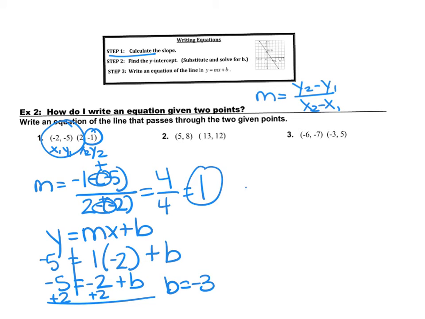And now let's go plug it into our y is equal to mx plus b. y is equal to, we have a slope of 1, or you could have just put x, doesn't matter, minus 3. All right, we have another set of points. So again, our first step, we need to find the slope. So we have x1, y1, x2, y2, and let's calculate the slope.